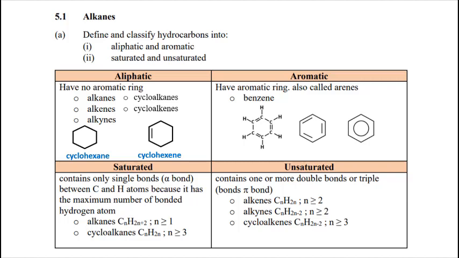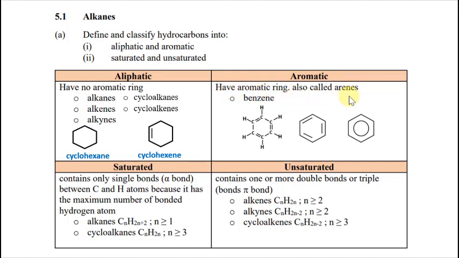Hydrocarbons are organic compounds that contain only carbon and hydrogen. They can be classified into aliphatic and aromatic. The aliphatic hydrocarbons are divided into three major groups, which are alkanes and cycloalkanes, alkenes and cycloalkenes, and also alkynes. For the aromatic hydrocarbon, it must contain an aromatic ring.